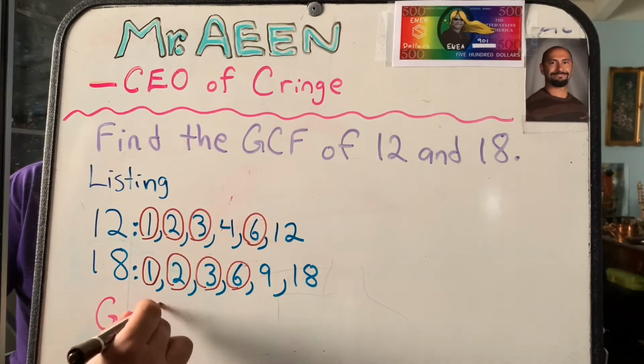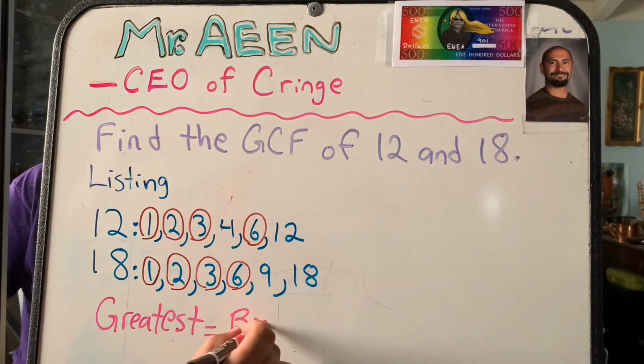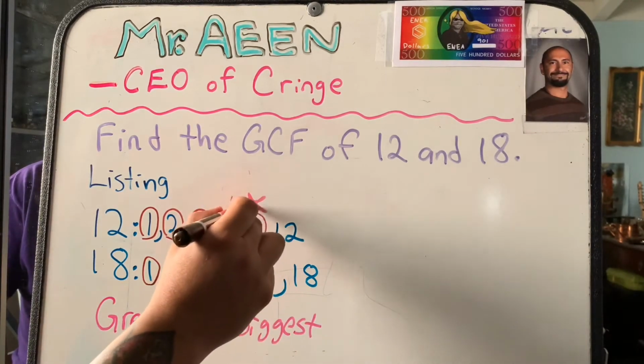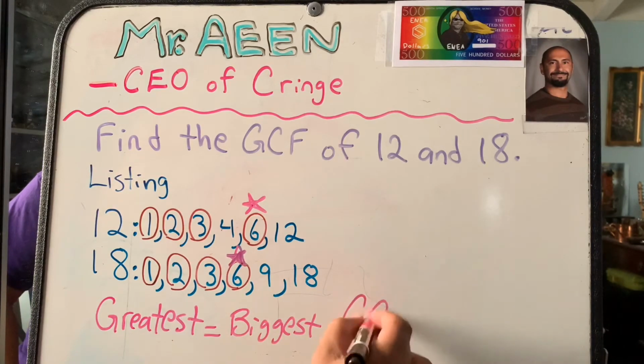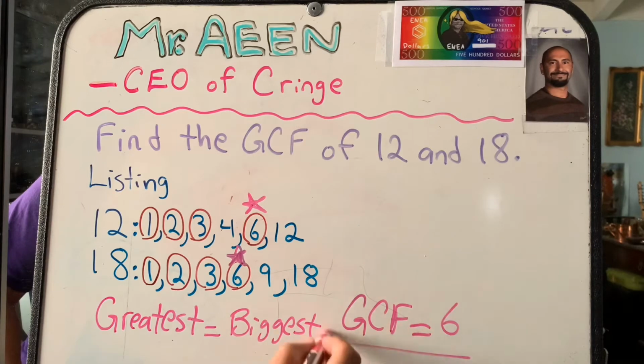But we're looking for the greatest common factor, GCF, greatest common factor. So greatest means biggest. So look for the biggest factor that's common, and that is 6. So the GCF of 12 and 18 is 6.